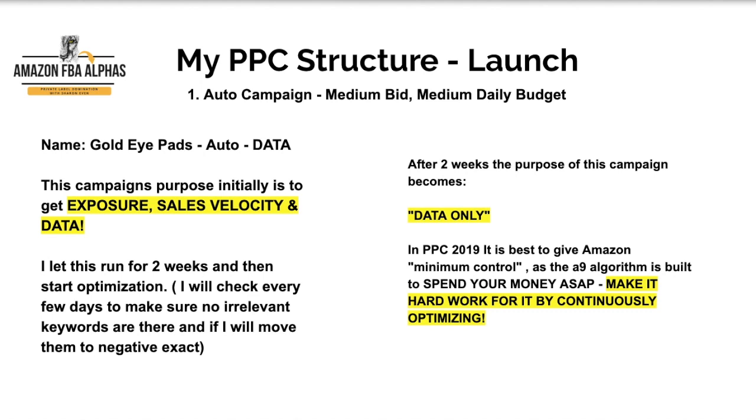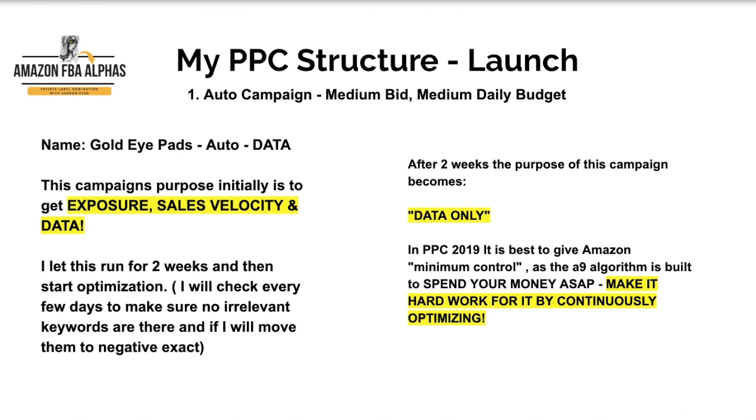That's because in PPC in 2019, it is best to give Amazon minimum control. The A9 algorithm is built in a way to spend your money as soon as possible. So make it hard work for it to spend your money by continuously optimizing your campaigns. This is really important, especially with auto campaigns. Initially the purpose is to get exposure, sales velocity, and data. But after 2 weeks, or once you have enough data in there, it becomes data only.